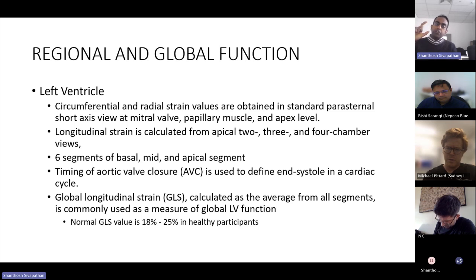And in each of those 4, 3, 2 chamber views, you get 6 segments, and it will highlight those 6 segments. Then we make sure that the timing is based on the aortic valve closure. And then the computer, it's fairly automated nowadays with most of the packages, so you can just track it.